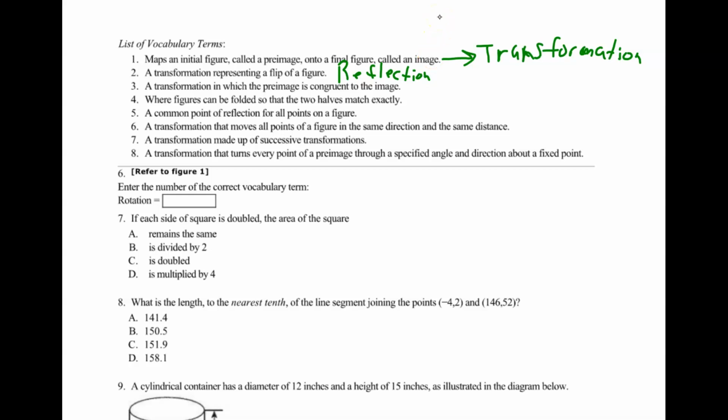A transformation in which the pre-image is congruent to the image. Rigid motion would have worked. Or if you picked one of the rigid motions, reflect, rotate, translate, that's fine too. Where figures can be folded so the two halves exactly match. That's actually a word we didn't really talk about. So if you didn't get that one, I get it, but they're symmetrical.